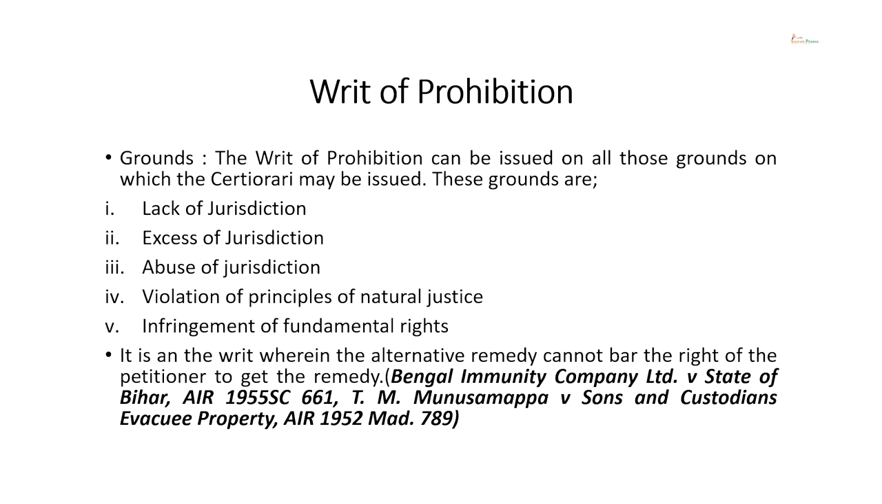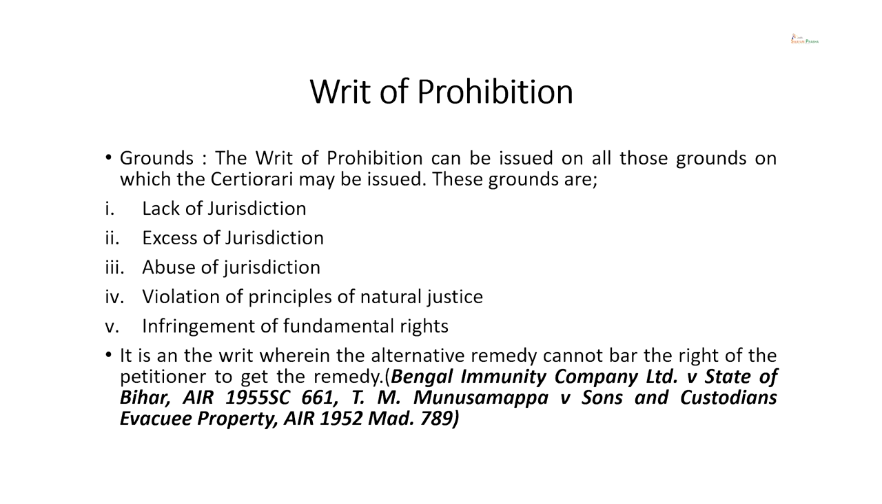What are the grounds of the writ of prohibition? The grounds of the writ of prohibition are the same on which the writ of certiorari can be issued. These are the lack of jurisdiction, the excess of jurisdiction, the abuse of jurisdiction, the violation of the principles of natural justice, and the infringement of fundamental rights.